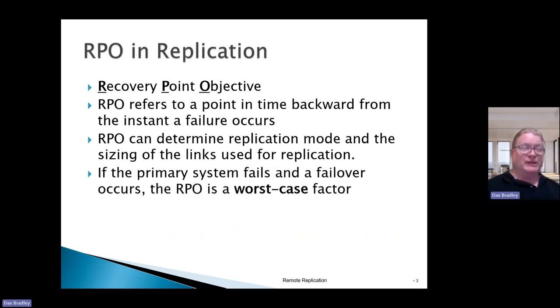If the primary system fails and a failover occurs, the RPO represents a worst case scenario. The data available on the secondary system should ideally adhere to the established RPO. However, due to the nature and the timing of the failure, there might be some instances where the actual data recovery falls short of the desired RPO, resulting in some degree of data loss. It's important to stress here that the RPO sets an expectation for the amount of data loss that might occur during a recovery process. Organizations ought to carefully balance the desired level of data protection with the associated cost of achieving and maintaining a particular RPO.